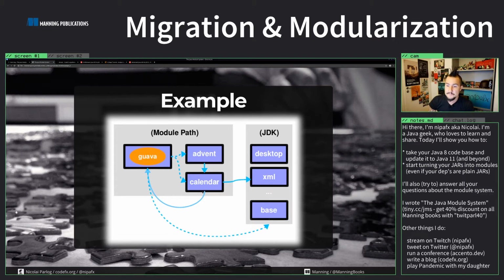So the solid lines here are declared dependencies. Advent depends on calendar. Calendar apparently depends on XML, whatever. And calendar also depends on guava. These are defined as requires directives. Also within the JDK are tons of those. But guava is an automatic module, and it can implicitly read all the other ones. It reads everything that's on the module path and also reads everything that's within the JDK.